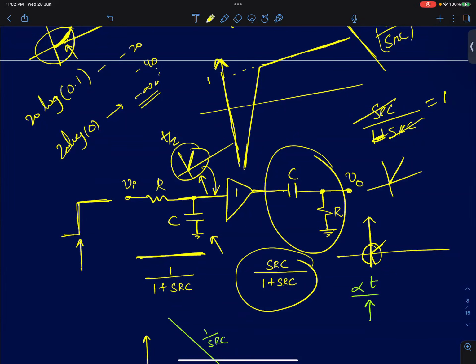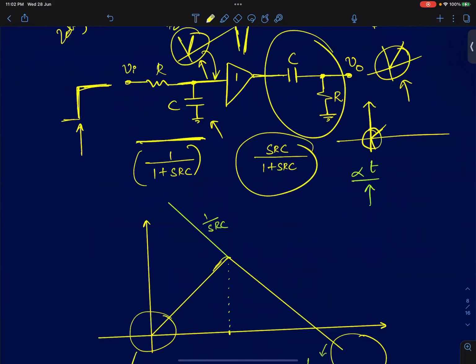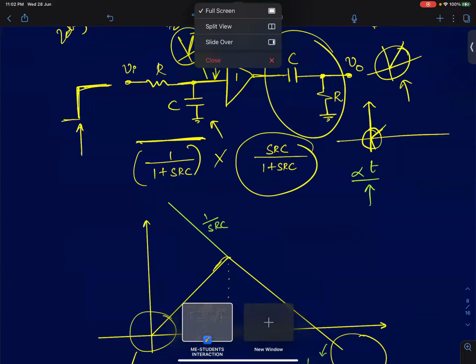Okay, so I fed a step input to this system, but remember, this is a second order system because it has 2 poles. But the transient behavior at t equal to 0 looks like a system with just one integrator. Does that make sense? If we draw the overall frequency response, 1 by 1 plus SRC multiplied by SRC by 1 plus SRC, this transfer function will have a 0 at DC. It's not drawn to scale here.